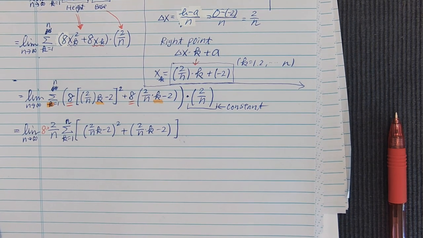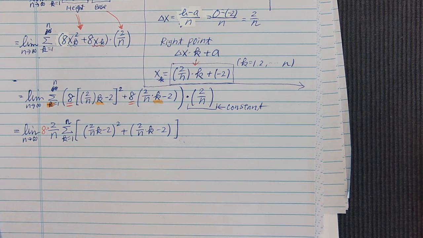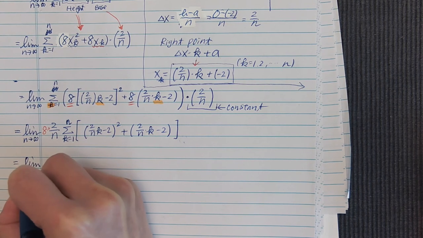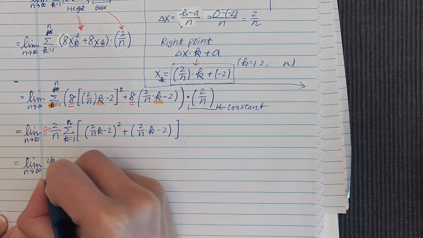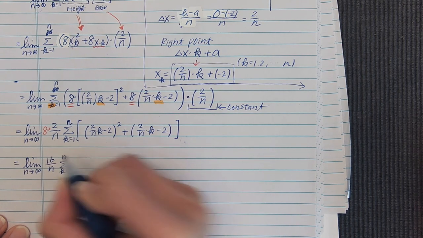You guys okay so far? Okay, I know this is the algebra concept, you have to understand it, because that's the hard part for the next level we are talking about. It's not the basic algebra you guys took. So now this one is a 16 over n, right? So 16 over n, the summation k equal 1 to n.